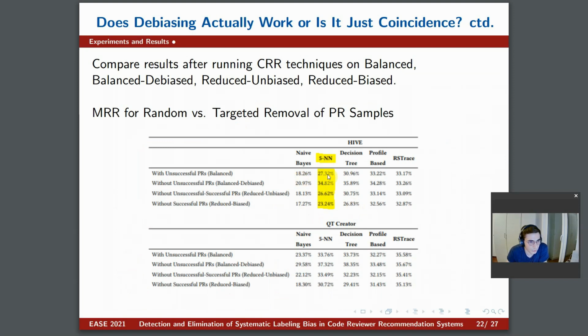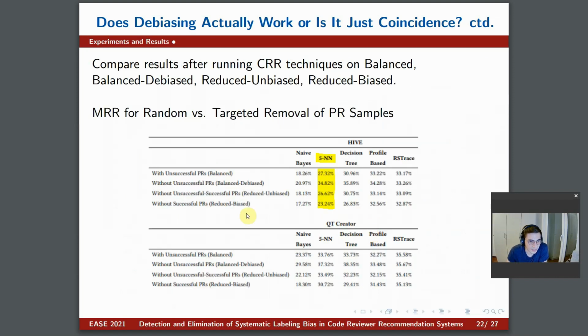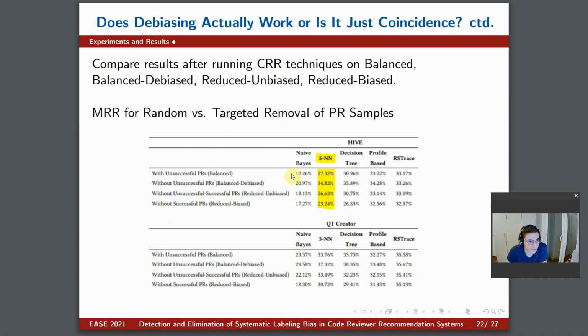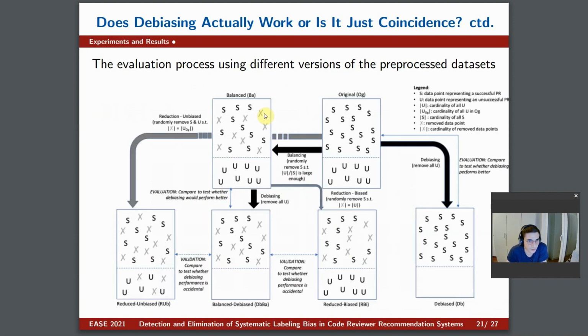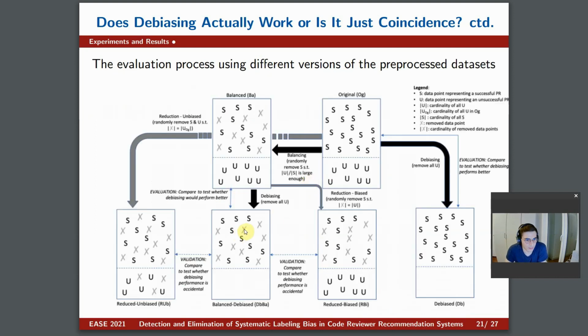And here you can see in the results that the worst performing one is reduced biased, in our case when we only remove the successful pull requests. The second worst one is reduced unbiased, when we randomly remove successful and unsuccessful ones. The third one is the balanced one, after we apply balancing. And the best performing one is balanced debiased, when we only remove unsuccessful pull requests from the datasets.